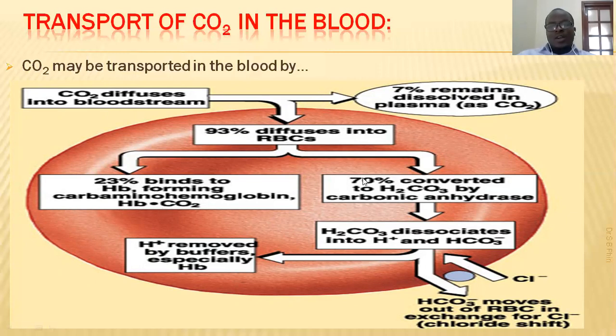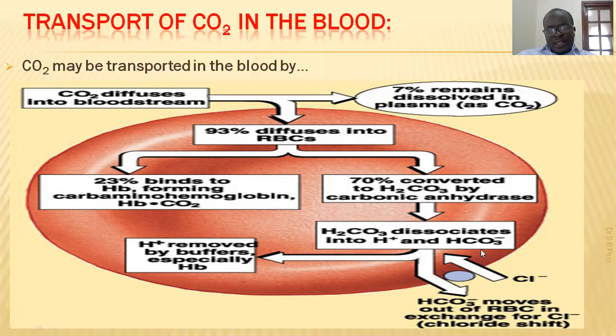Then the 70% is undergoing a reaction. So 70% of carbon dioxide will be converted to bicarbonate by carbonic anhydrase. And this carbonic acid is unstable, so it will dissociate into hydrogen ions or protons and bicarbonates. The hydrogen ions have the capability of changing the pH of the cytoplasm and also blood as a whole. So these hydrogen ions will be picked up by the hemoglobin. That's why the hemoglobin is also functioning as a buffer, because it can remove these hydrogen ions once they have been released from this reaction. So they will bind with the hemoglobin.